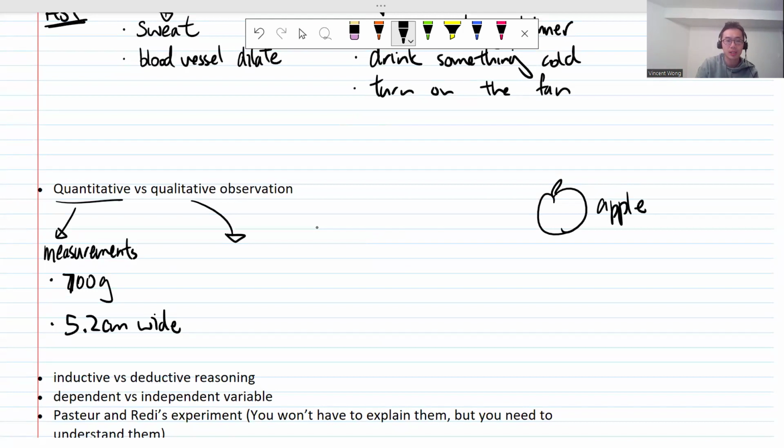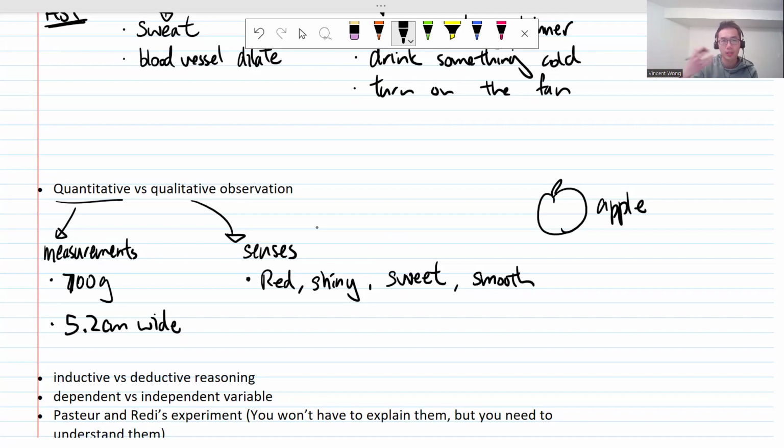Qualitative is using our senses, so what you see, how it smells, and so on. Back to our apple example, we can describe it as red, that's what we see. It is shiny, for example. It is sweet if you eat it, or sour maybe. And it feels smooth when you touch the skin of the apple, right? So all these things are just based on your senses.